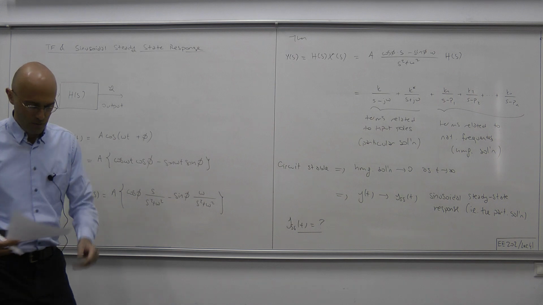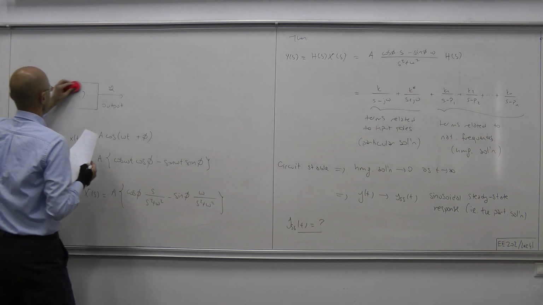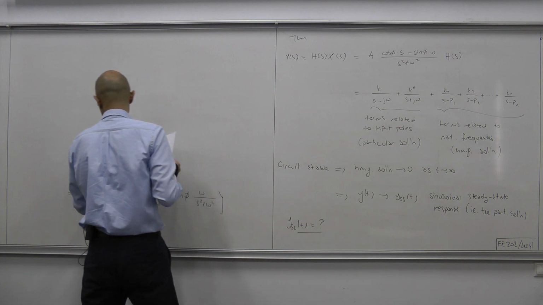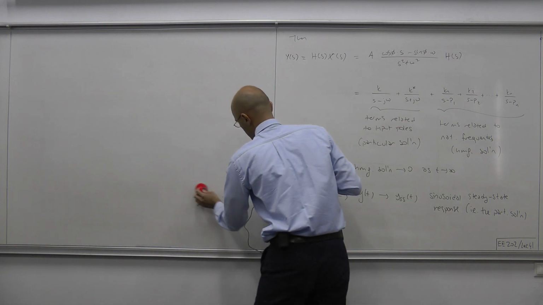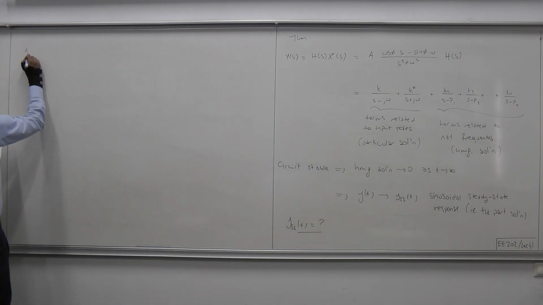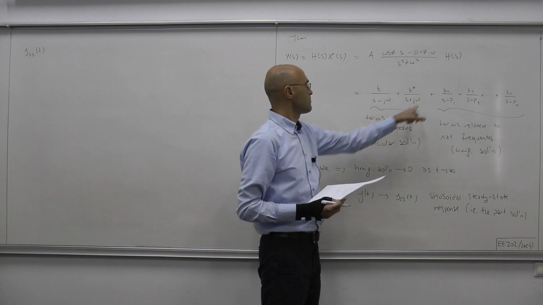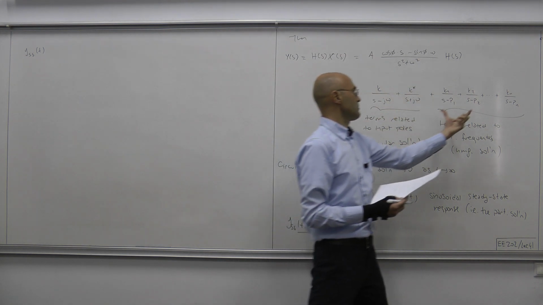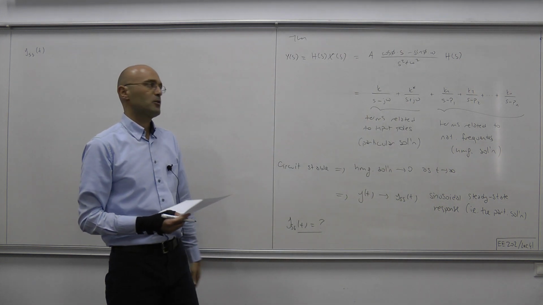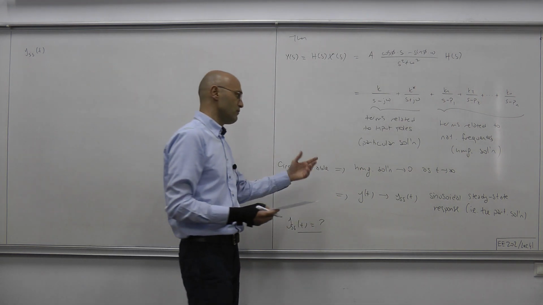Okay. Now, the steady state solution, YSST, is the inverse Laplace transform of these two pieces, okay? Because the inverse Laplace transforms of these terms will be all terms with something multiplied by e to the, let's say, minus alpha t, alpha being positive, okay?